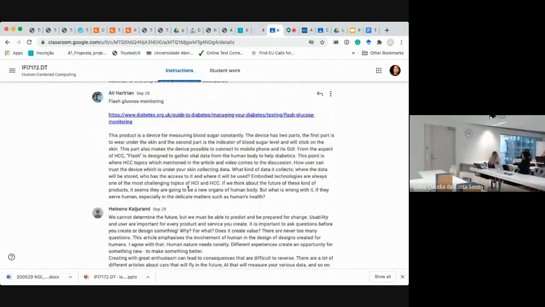It's not an article or something like this, it's a product. She said that goes under your skin and measures the blood sugar. And it does it. It's not something fictional. But my point of view is it's about trust and privacy, user care, and what kind of data the device collects, just blood sugar or what else, and where it should be stored, who has the access to the information.